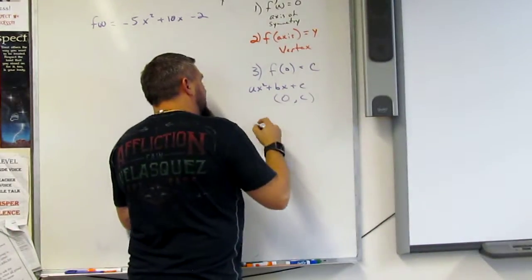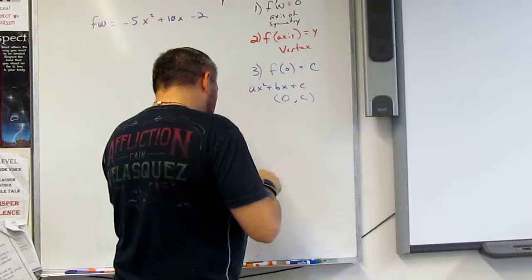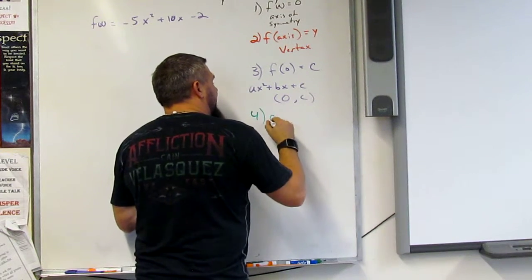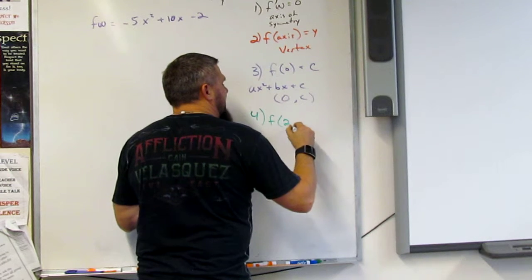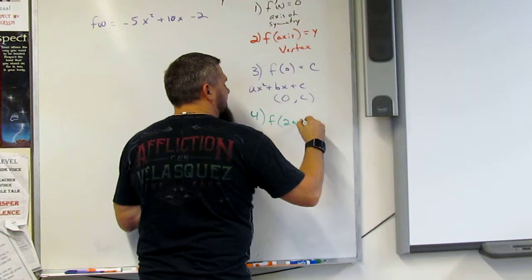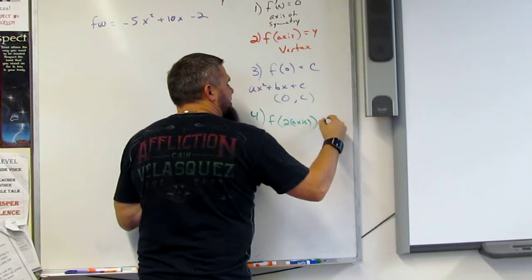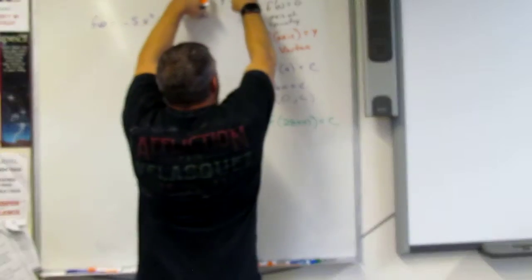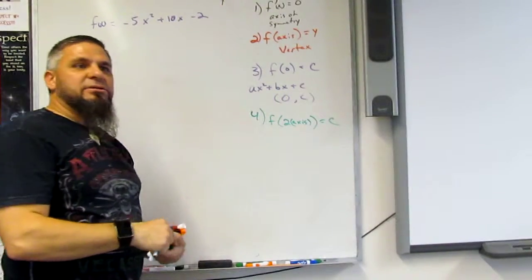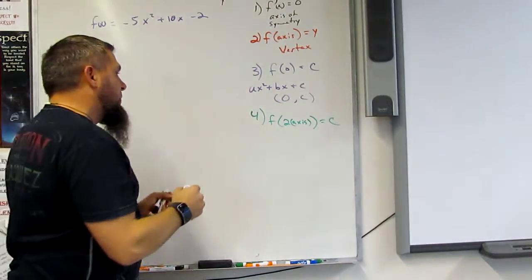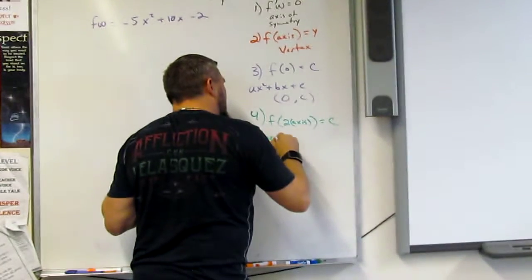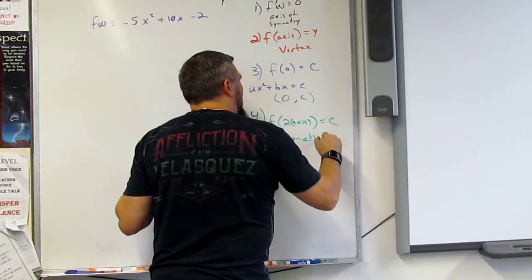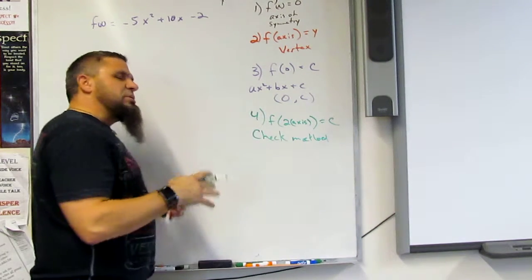So what I want to do is plug in f of 2 times the axis, right? And that should equal c also. Because it's going to be the same on both sides. Because they're symmetrical points. Okay? And this is your check method. And the check method is useful because it lets you know if you're doing it right.